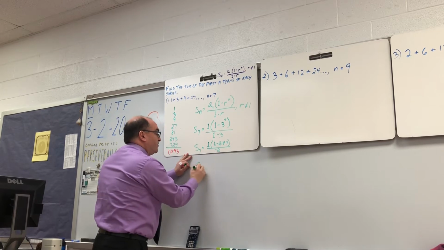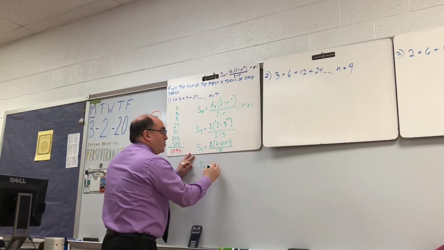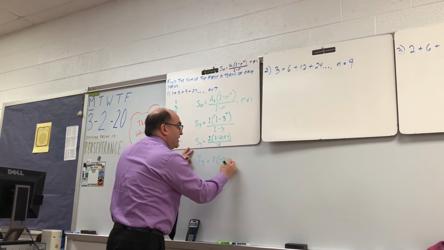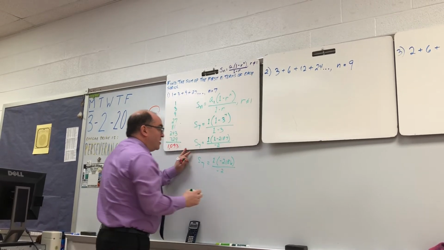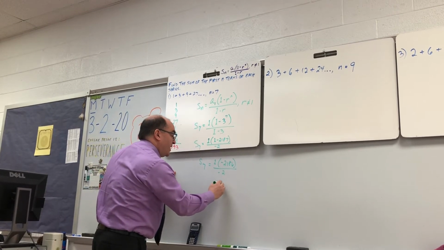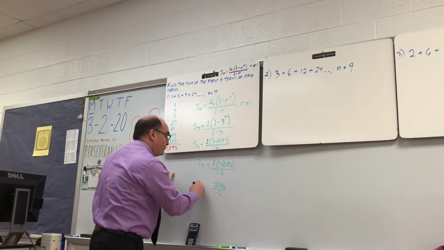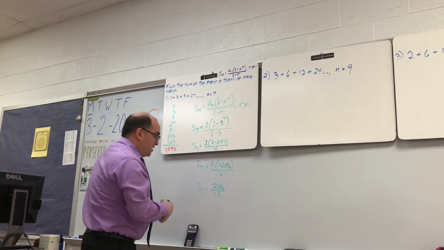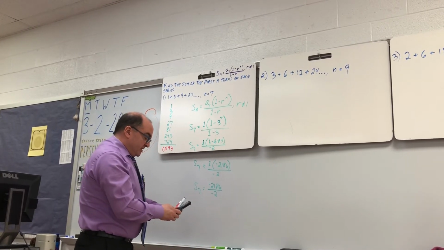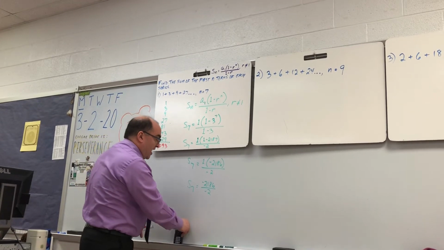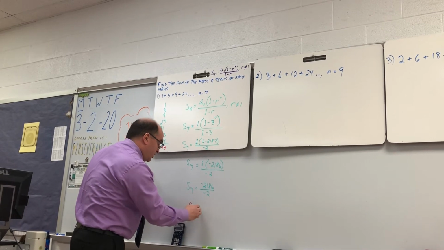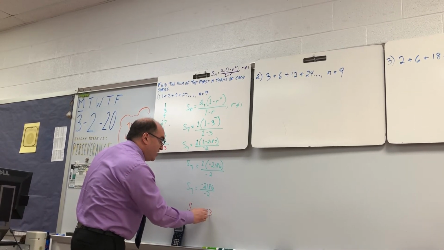What does that equal? 1 times negative 2186 over negative 2, or negative 2186 over negative 2. 2186 divided by 2 is 1,093. Now, I wrote out all of these steps. You don't need all of these steps.